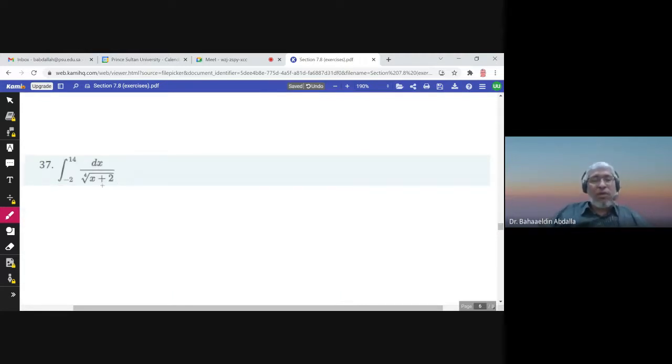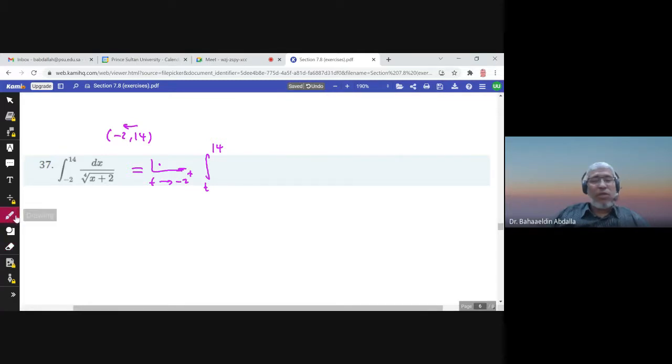Now here, this function is not continuous at negative 2 because negative 2 makes the denominator 0. So this is an infinite discontinuity. So I write the limit when t approaches negative 2, and this is the interval, so I approach negative 2 from the right, and I replace negative 2 by t. So this is the second type of improper integrals. Well, let me write it.